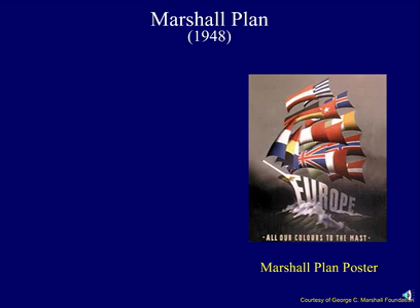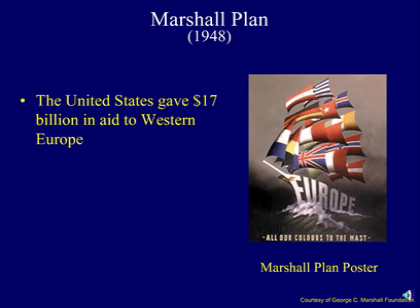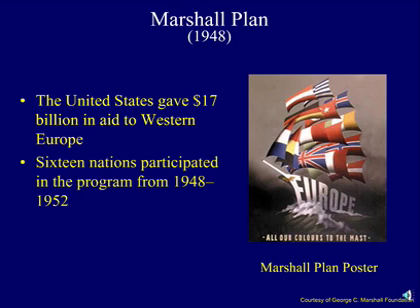The Marshall Plan was named for the U.S. Secretary of State George Catlett Marshall, and it was announced by Marshall in 1948. The United States gave, this wasn't a loan, it gave $17 billion in aid to Western European nations. Several countries participated in the program.